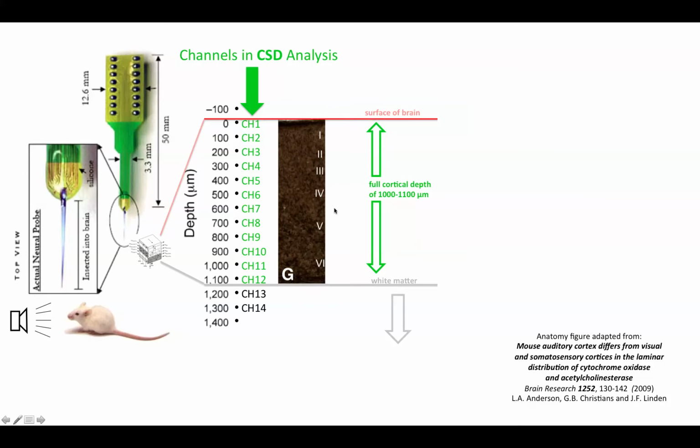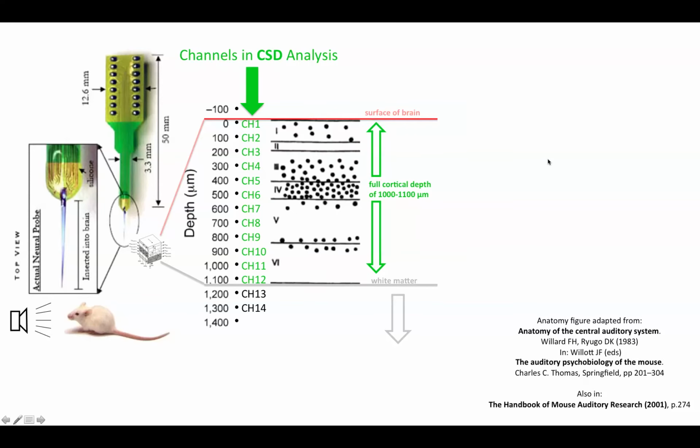Now what I've done here is I've pasted in the anatomy from a paper by Anderson and Linden. This is Anatomy of Primary Auditory Cortex, which we know is about 1,000 to 1,100 microns. So just looking at this a priori, before even doing any experiments, we would expect to see activity in layer 4 in the middle layers, right here at a depth of 500, and that activity in layer 2, 3 is going to be up here at a depth of 200 or 300 microns. Now here's an earlier figure from Willard and Ryugo, again showing that thalamic input mainly arrives in layer 4. Now these dots are supposed to be thalamic input.